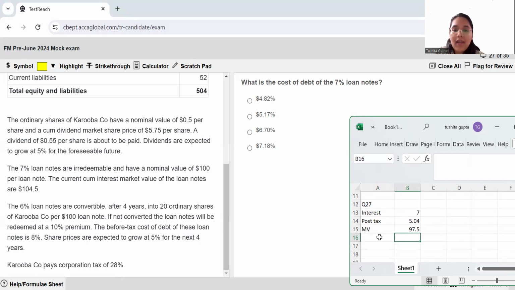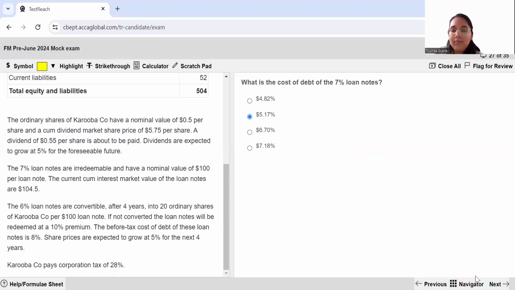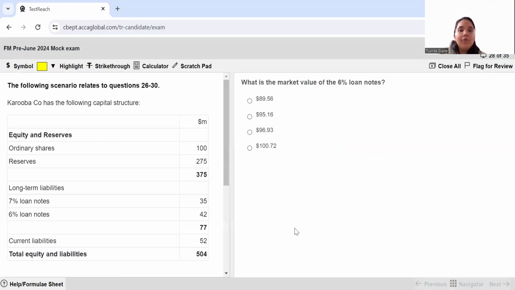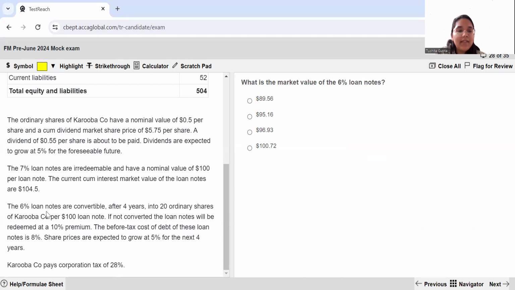Now I just need to find out my cost of debt, which is post-tax. So it's nothing but I divided by your market value. So I over here is 5.04. Divide this by your market value of 97.5 and you will have 5.17% as your answer. Moving ahead to the next one, you have to find out the market value of the 6% loan notes.